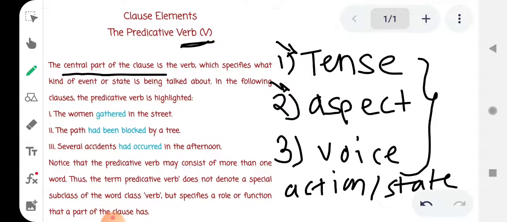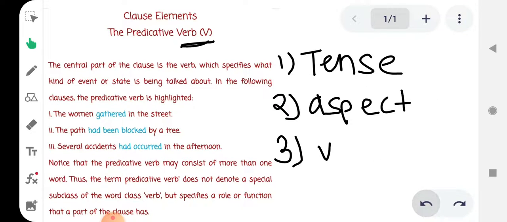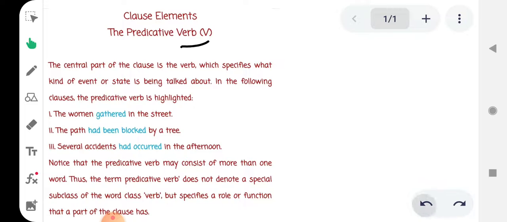It further specifies what kind of event or state is being talked about. What kind of event means here action, and what kind of state means the present condition of the subject in the sentence. Now we can take some example sentences, and in these sentences we'll understand the significant importance of the verb.